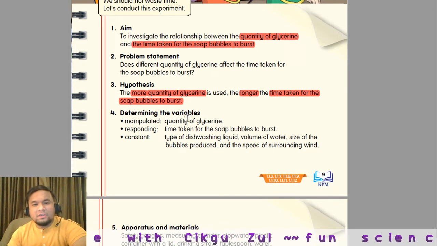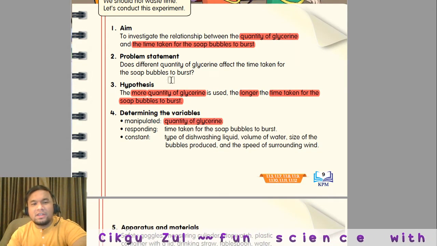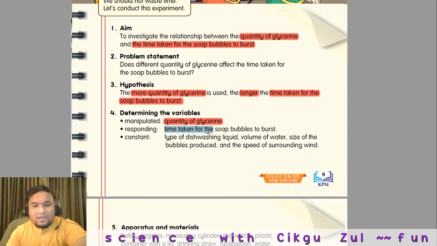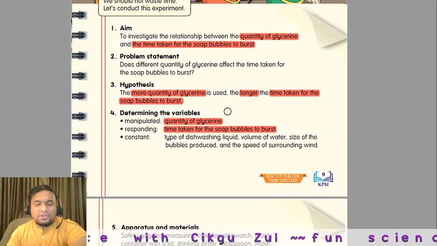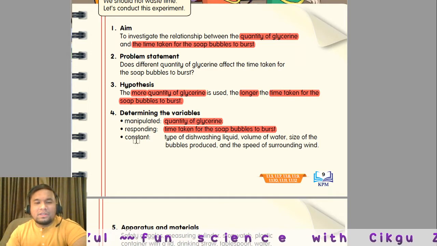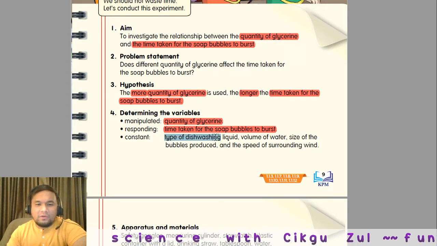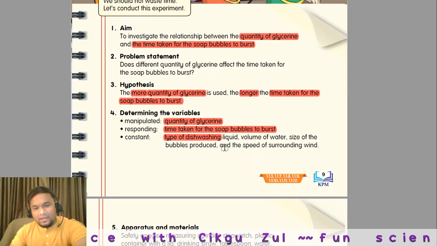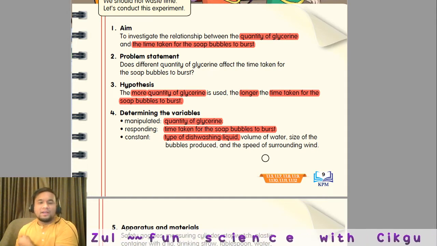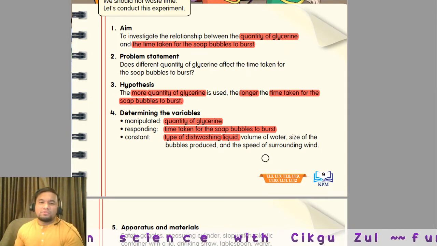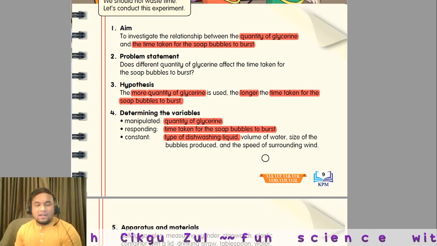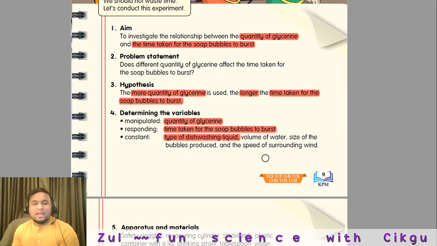So the variables given are the quantity of glycerin as manipulated variable, for the time taken for the soap bubbles to burst as the responding variable, and the constant variable kita letakkan banyak. Number one is type of dishwashing liquid. Dia tak nak pakai sabun-sabun yang hand wash ke, body wash ke, dia tak nak. Nak pakai yang satu jenis saja, iaitu untuk pencuci pinggan tu sahaja.